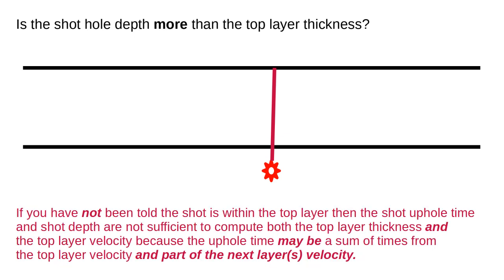If you have not been told that the shot is within the top layer, then the shot uphole time and shot depth are not sufficient to compute both the top layer thickness and the top layer velocity, because the uphole time may be a sum of times from the top layer velocity and part of the next layer's velocity.